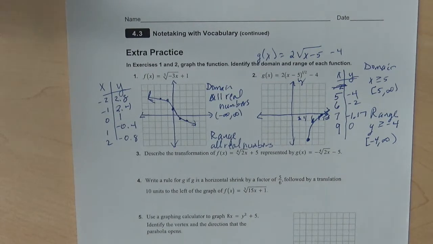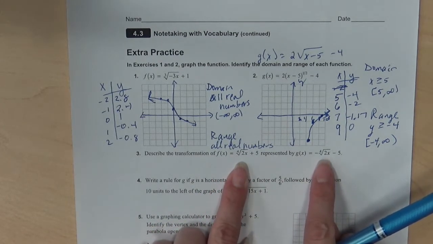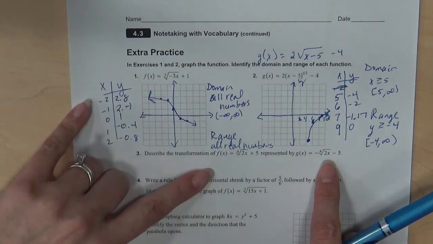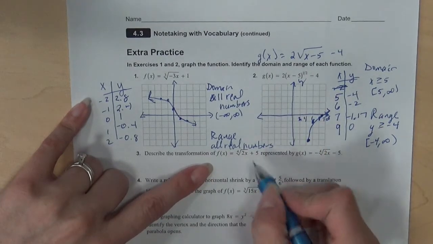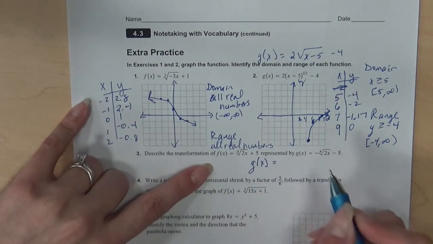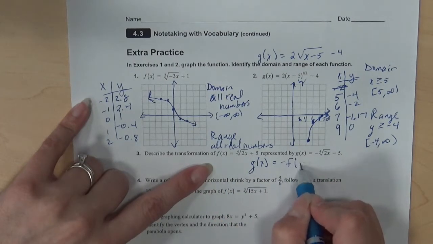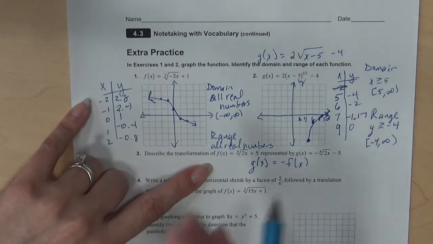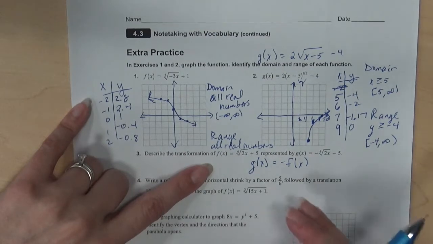Okay, number 3, describe the transformation of f of x equal to the 4th root of 2x plus 5, represented by g of x equal to -4th root of 2x minus 5. So comparing the two, the only thing that I see that's changing is the signs. Everything else is exactly the same. So that's telling me that g of x equals negative f of x. In other words, the only difference between these two functions is that the y's are changing signs, which ends up getting distributed to the whole thing. The entire function changed signs.